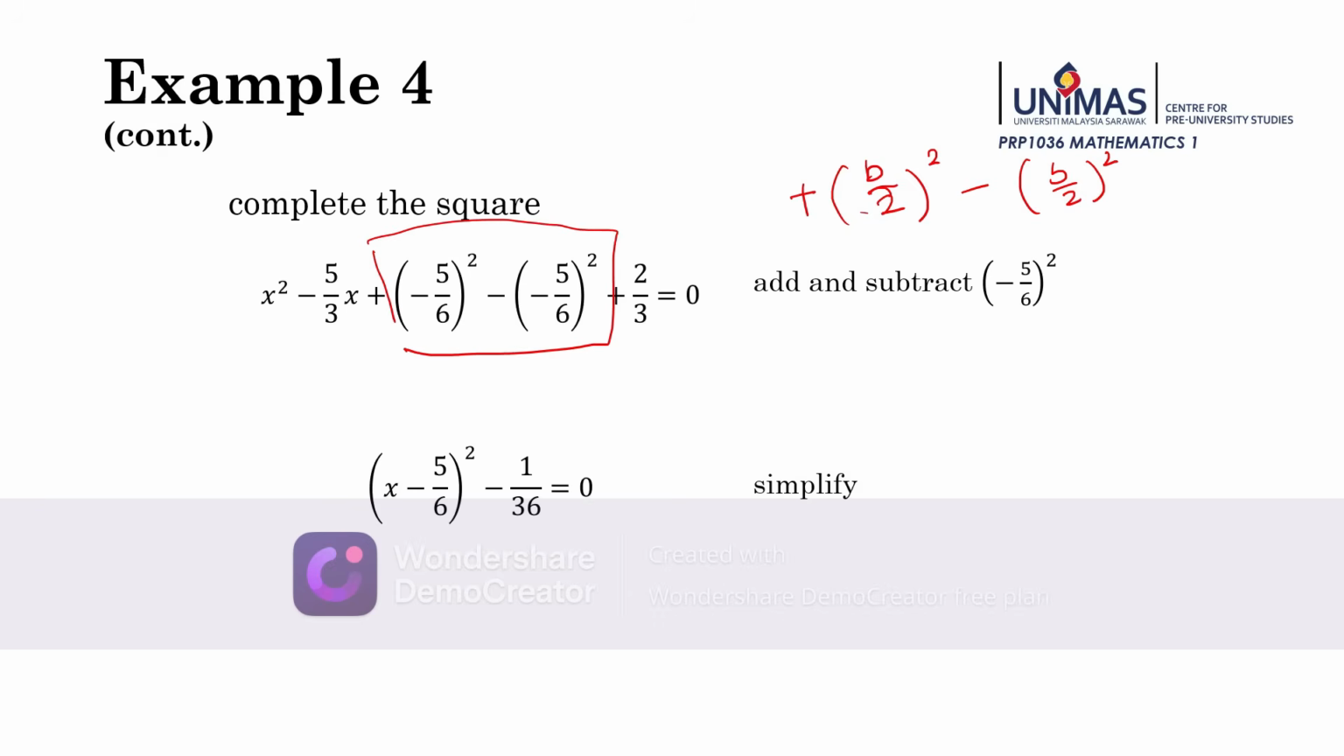Okay. So we solve this in two parts. The plus b over 2 square will give you the x minus 5 over 6 bracket square. And the constant part, the minus b over 2 square, will give you this constant value negative 1 over 36.